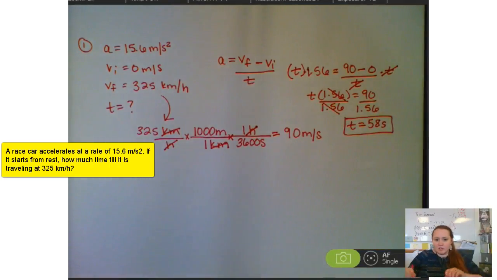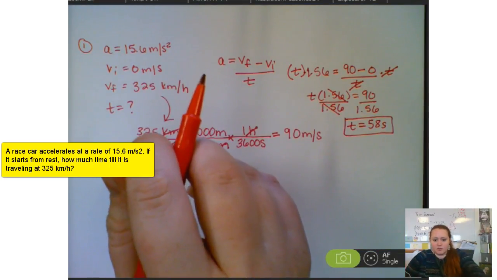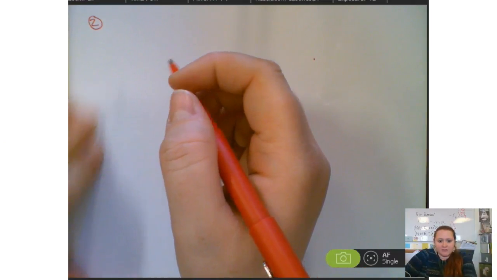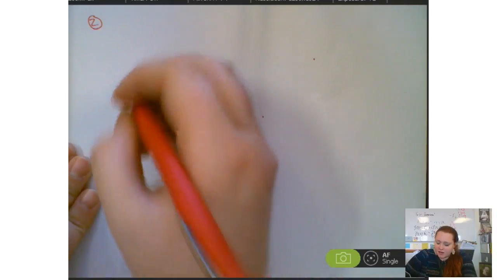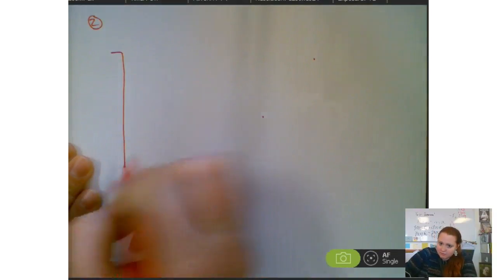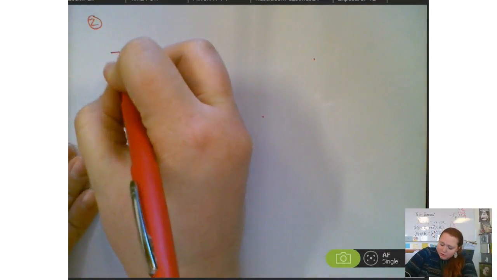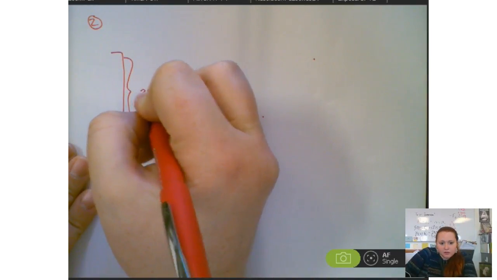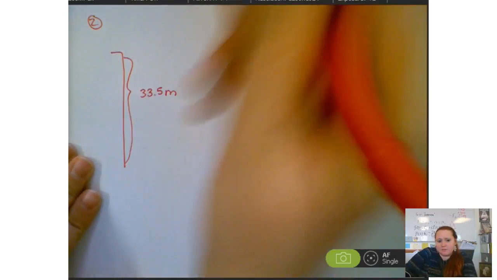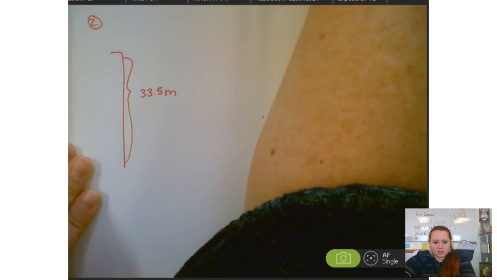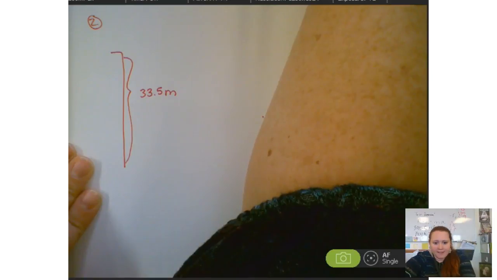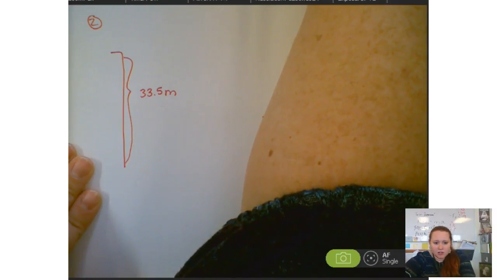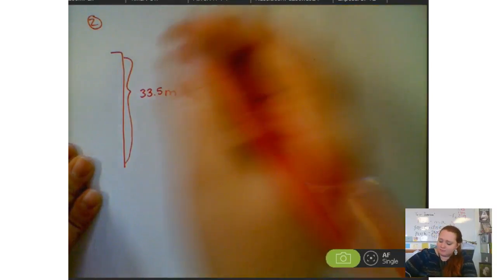Okay, let's look at number 2. Number 2 says a truck falls off a cliff. If the cliff is 33.5 meters high, I'm going to go ahead and draw my cliff here. So we are falling this distance of 33.5 meters. Let's see what the question's asking. How much time, again we're looking for time, for the truck to reach the bottom?